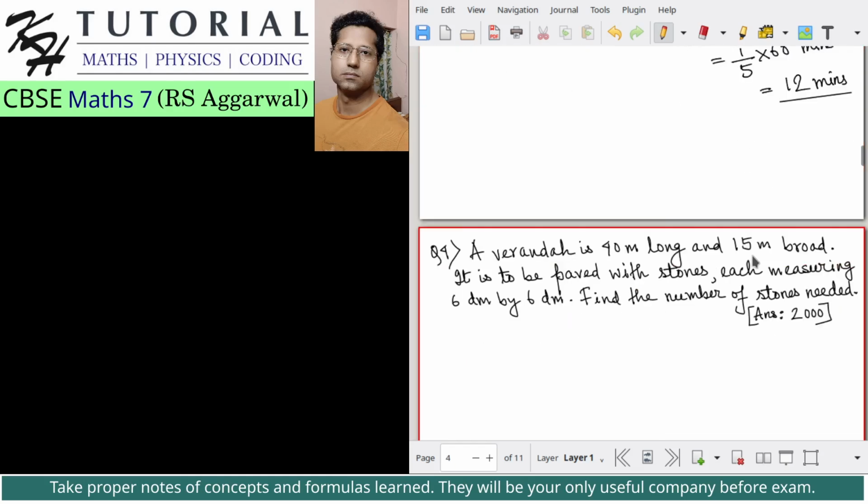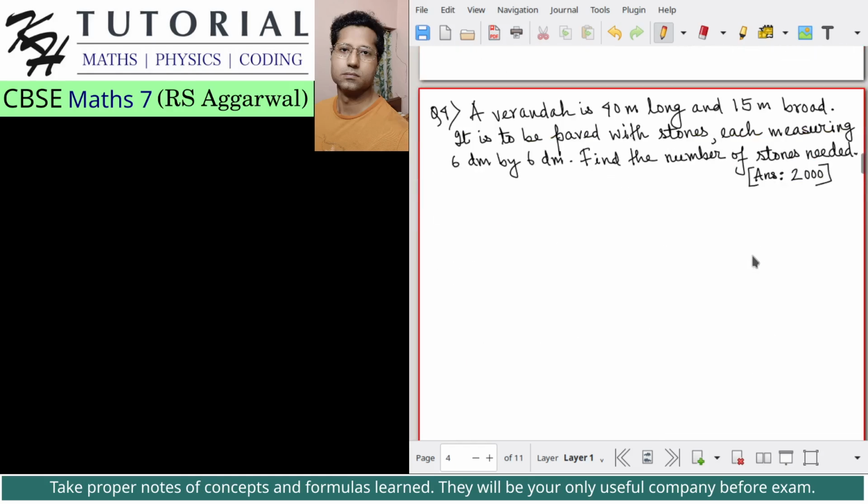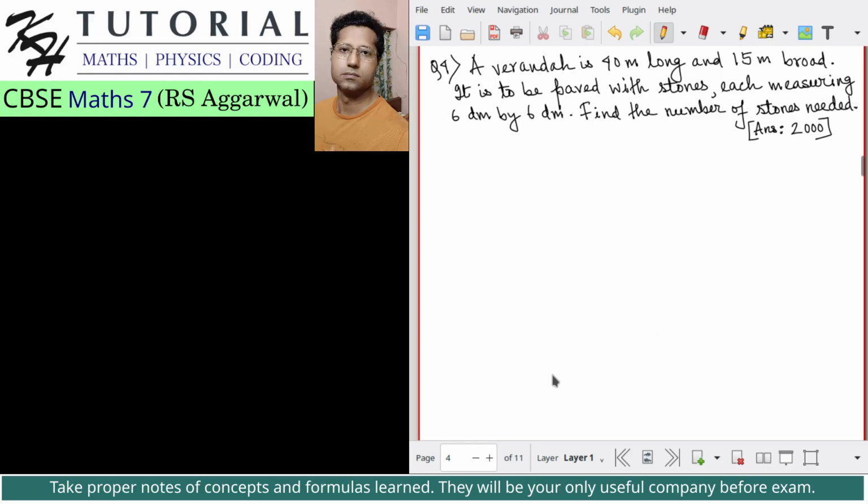Okay, let's see the next problem. Veranda is 40 meter long and 50 meter broad. Okay, so definitely the veranda is a rectangular veranda where length is given to be 40 meter and the broad, that is breadth, is given to be 15 meter. Okay, it is to be paved with stones each measuring 6 dm.